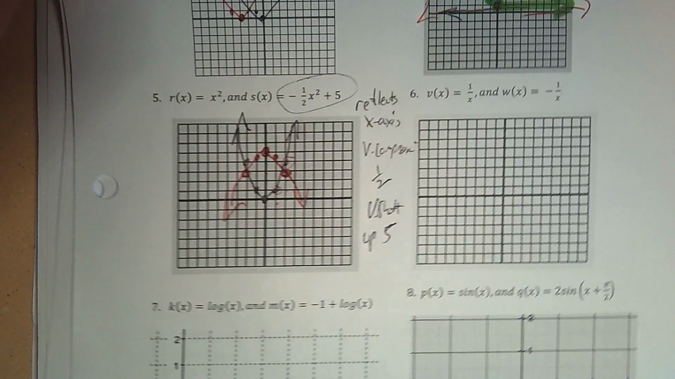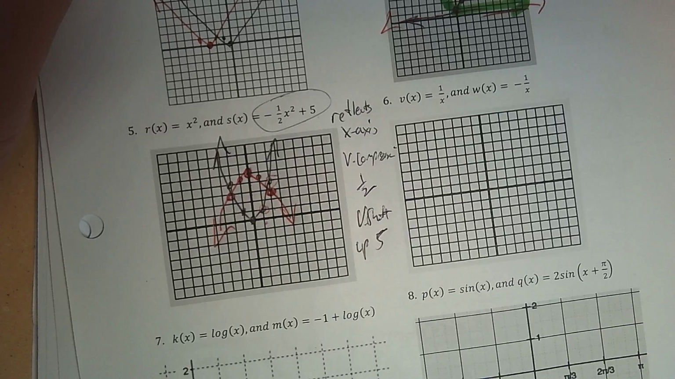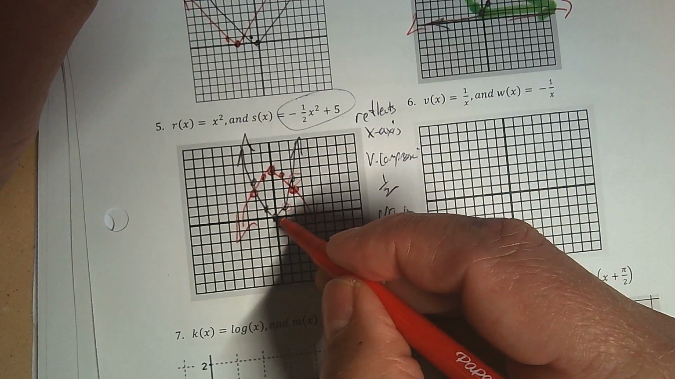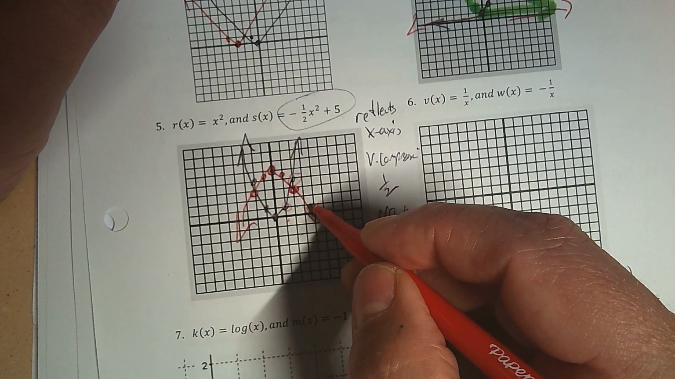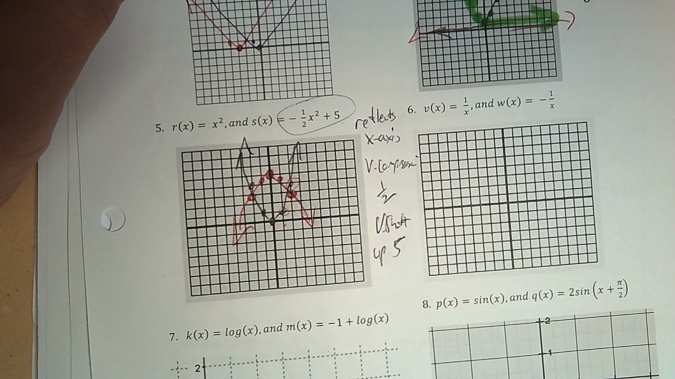So the parabola is a little wider, and it's no longer concave up, it's now concave down. And it's been shifted up 5.